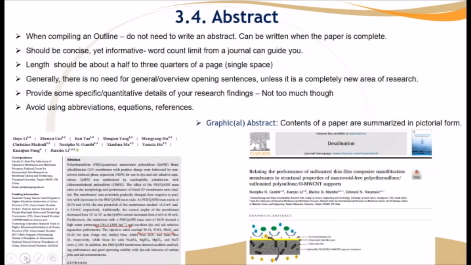Fourthly, you need to provide some specific or quantitative details of your research findings, but not too much. Within the context of your abstract, you still need to provide some specifics, some numbers, some quantitative details of what you found. As you see here, I did try to underline that there must still be some numbers, some quantities, some specifics, so that everything is brought into context.